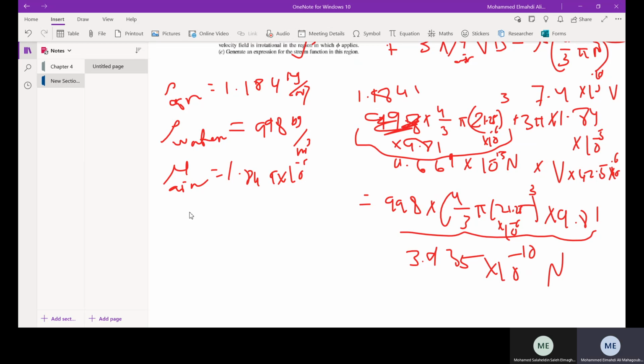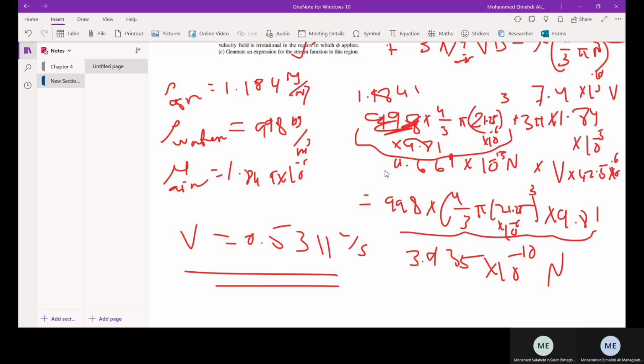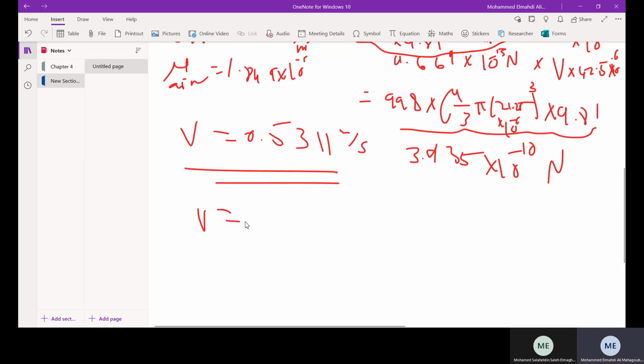Now we'll get the velocity, which is 0.5311 meters per second. Let me ignore this term and show you what the velocity will become. If we ignore the buoyancy force, I will get a velocity of approximately 0.5318, so let's calculate the percentage error.